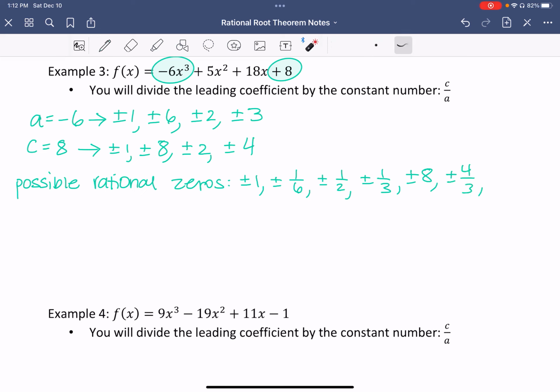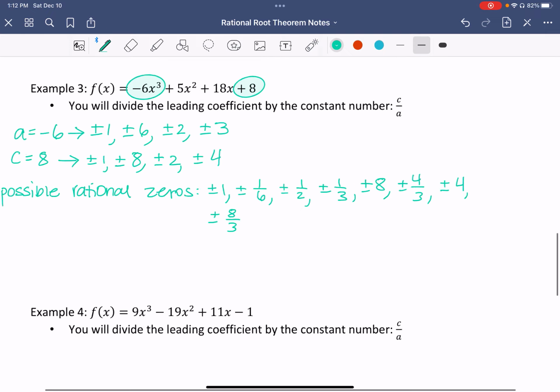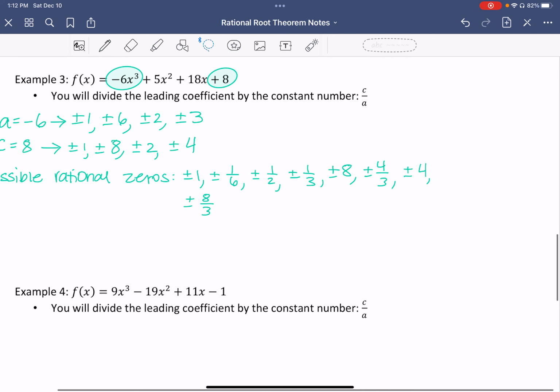Now we've done this one, so now we're going to do 8 divided by 2. Well, we know 8 divided by 2 is 4, so we got plus or minus 4. And then the last one will be 8 divided by 3. I'm going to start doing them down here because I ran out of space. Oh, I actually didn't. I have more space. I'll move this over here.